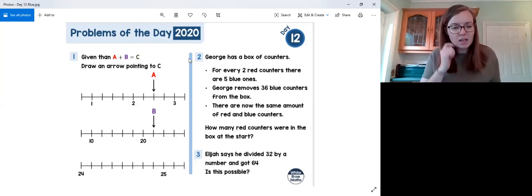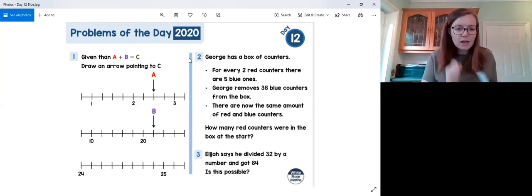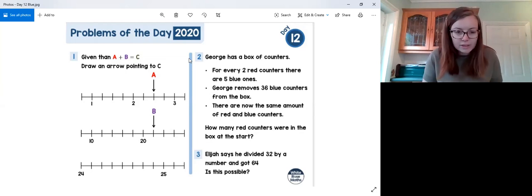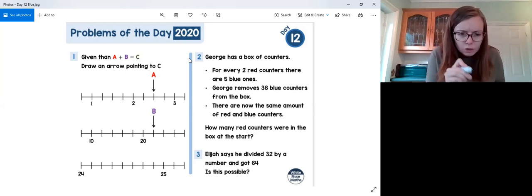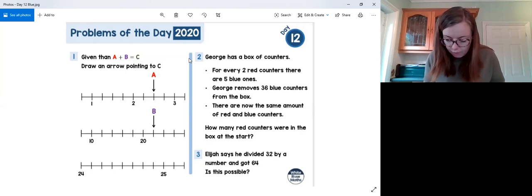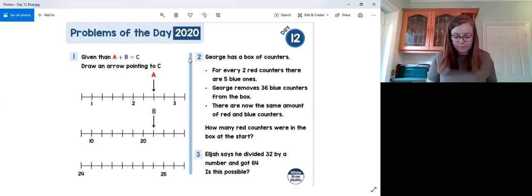Now let's have a look at this last number line we've got down the bottom here. Where is 24.5 going to go on that one? We've got 24 and then we've got 1, 2, 3, 4, 5, 6, 7, 8 hops till we get to 25.